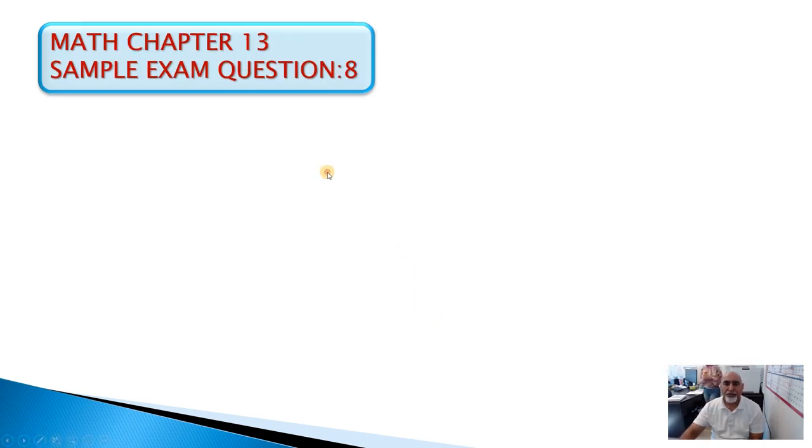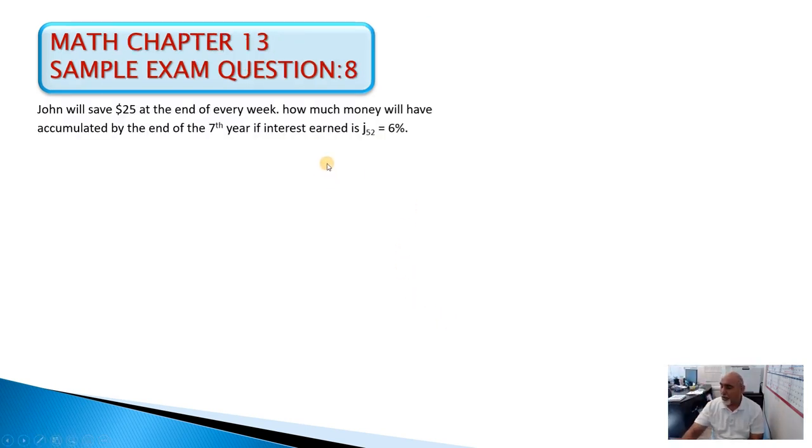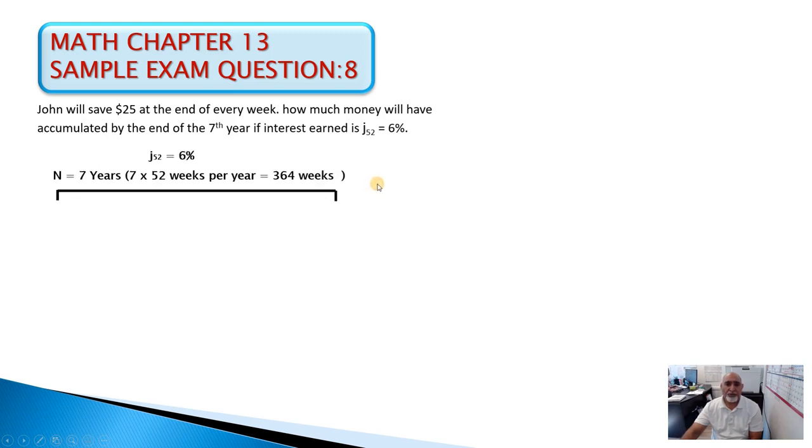Okay, question number 8. John will save $25 at the end of every week. How much money will John have accumulated by the end of 7th year if interest rate earned is J52 equals 6%? So timeline diagram, put in our interest rate and put in the time period. Time period is 7 years. So 52 weeks per year, 7 times 52, 364 weeks.